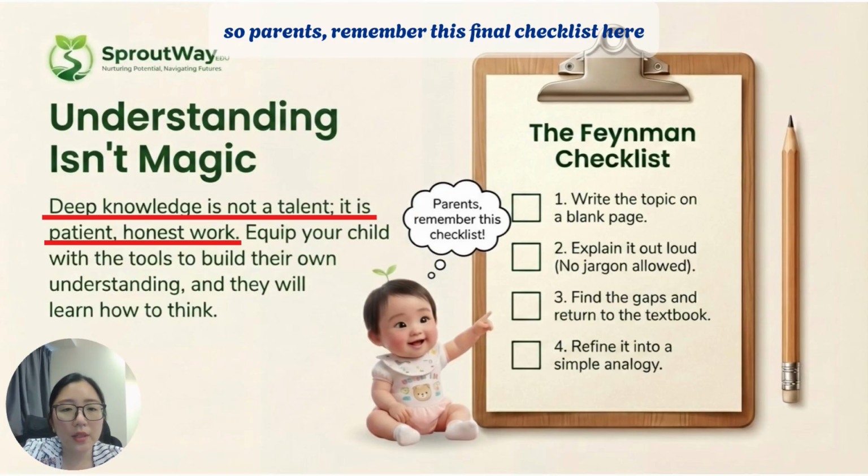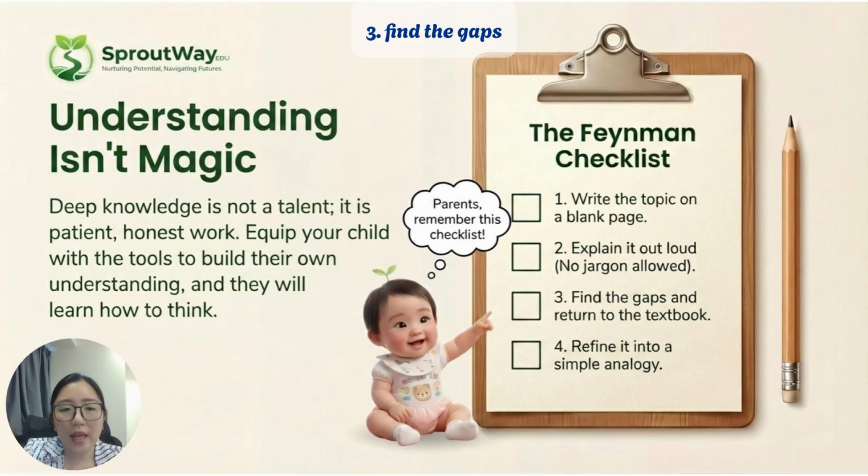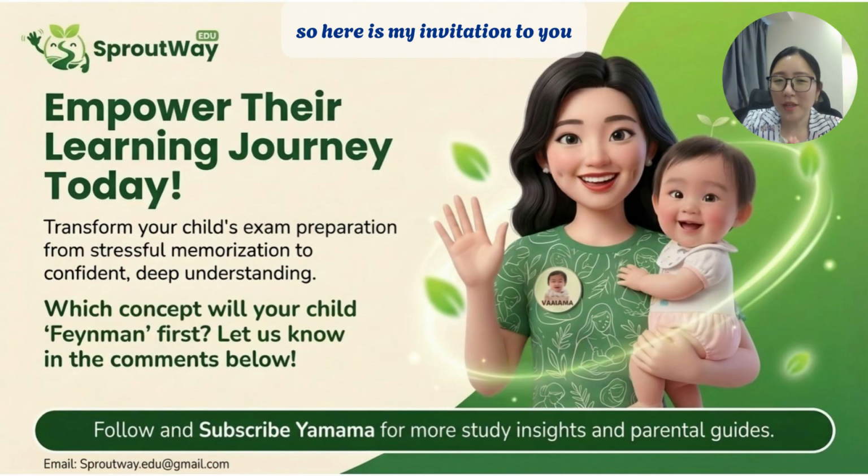So parents, remember this Feynman checklist here. 1. Write the topic down on a blank piece of paper. 2. Explain it out loud without jargon. 3. Find the gaps and return to the textbook or any resources for targeted learning. Learn it. And 4th, refine it into a simple analogy until you can explain it to an 8-year-old, such as QQ. So here is my invitation to you.